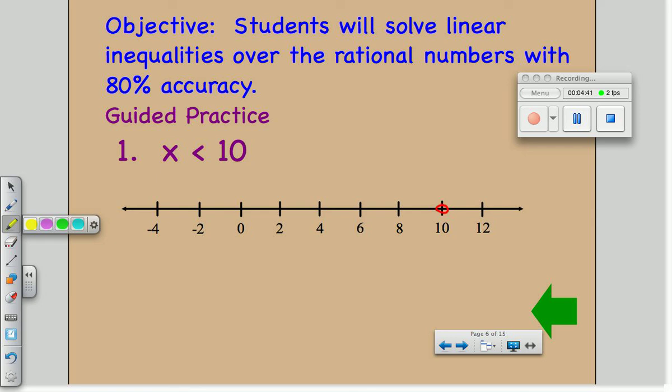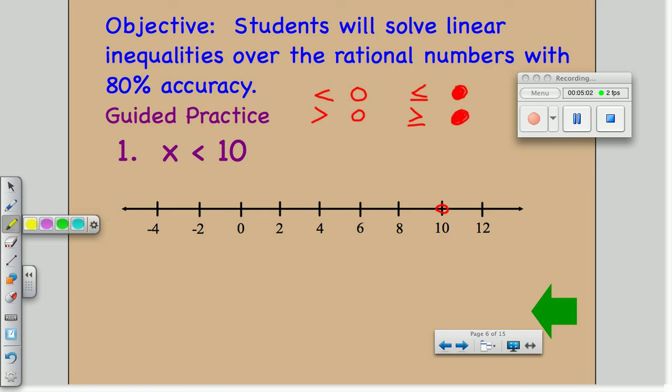Now I'm going to decide, do I bubble it in? That means, is 10 a possible solution? So less than and greater than all have circles that are open. Less than or equal to has a circle that's closed. And greater than or equal to has a circle that's closed.